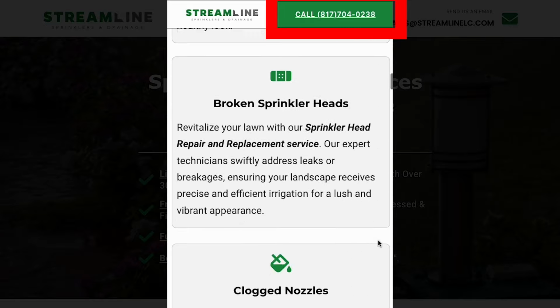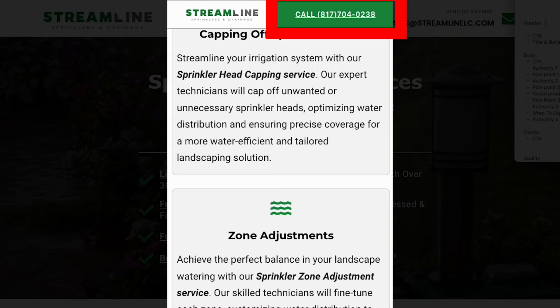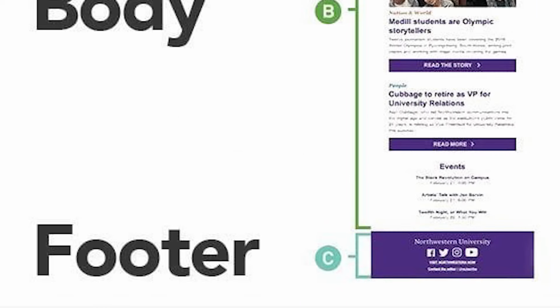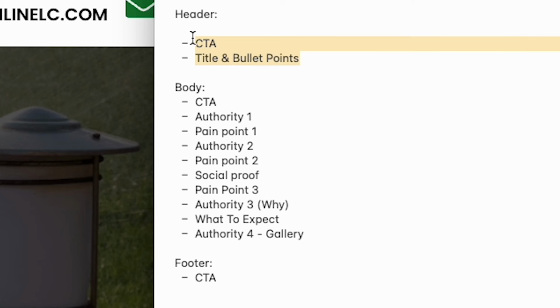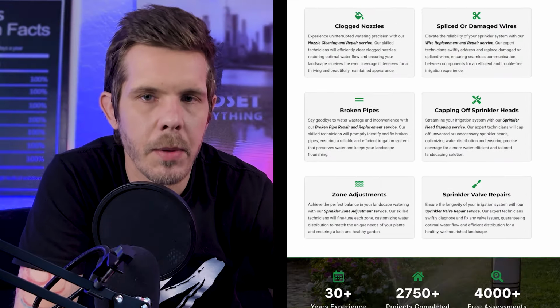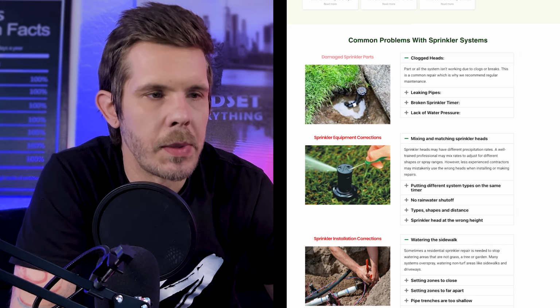So now let's talk about how this page is structured. I've broken it up into header, body, and footer. Within the header, I just went over that. You need to have a call to action, and a title and some bullet points to let people know that they're in the right place. The next section is going to be your body, and that's going to be the majority of the page, where you're filling it up with those remaining 5 elements about whatever your service or product is that is being offered.